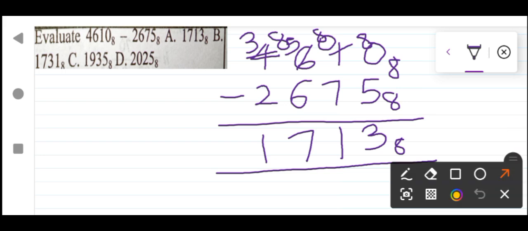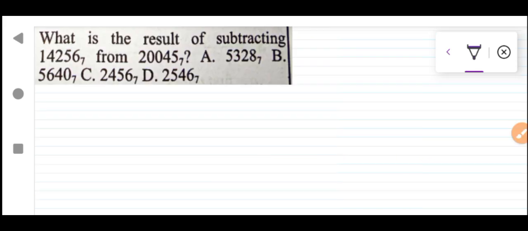And let's check the results from the options given. 1713 base 8. And as you can see, tell me the results. What's that? Good. It's option A. Very easy. Here comes another question.